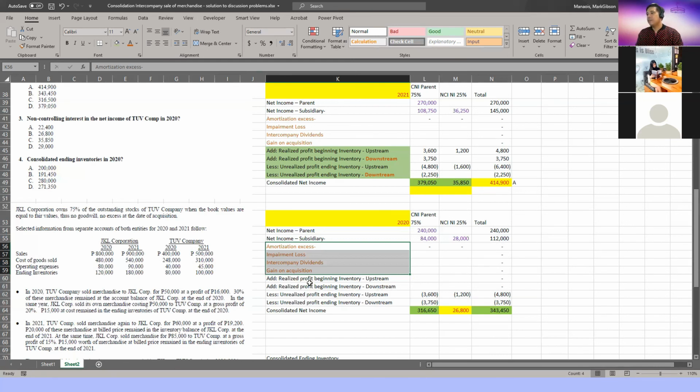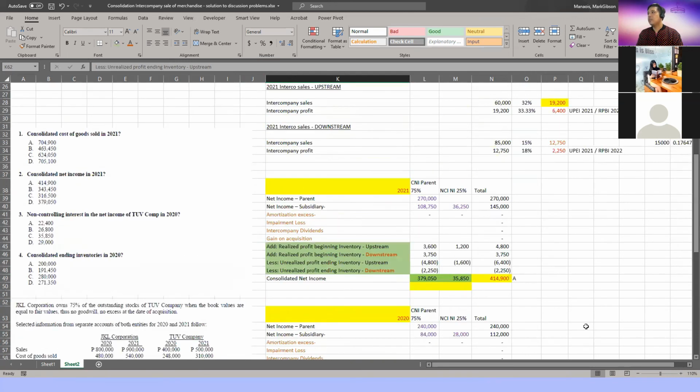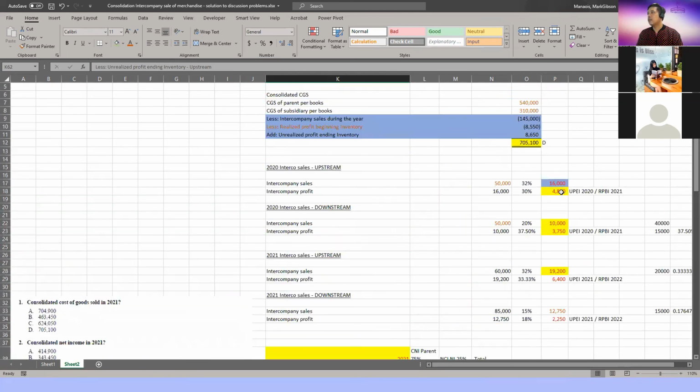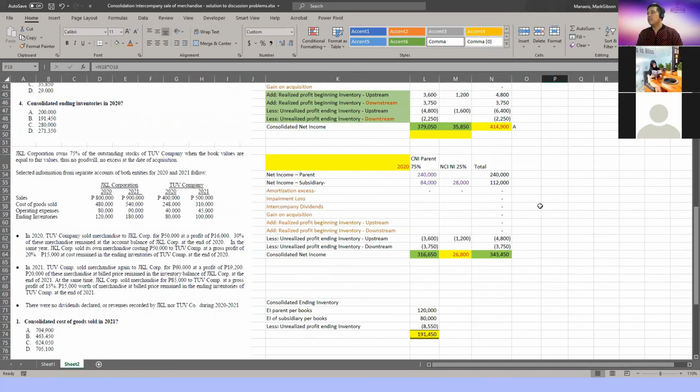Okay. Add realized profit beginning inventory. Wala tayong beginning inventory. This is 2020. So, okay na rin siya. Ito ngayon. Less profit ending inventory upstream. So upstream 2020, so that's 4,800. Since this is upstream, we have to split between two, no? So proportionate share. So that's 3,600 for the parent, 1,200 for the non-controlling interest.